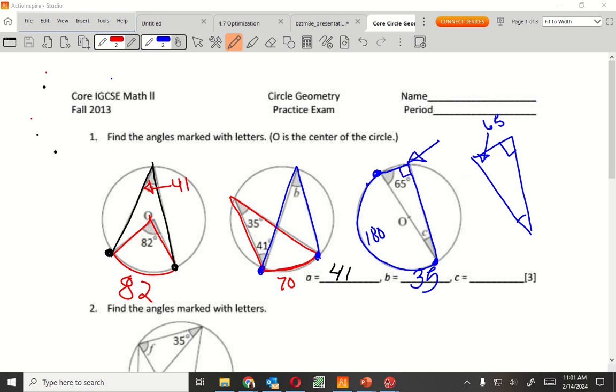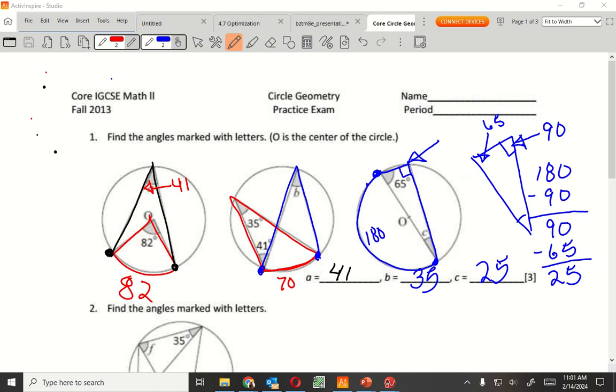Okay, so I have a right angle, which is 90. So this one right here is 90. So I just need to find that missing one right there. So because of that, that's going to be 180 minus 90, which gives me 90, and then minus 65, which is going to give me 25. So my missing angle over here is 25 degrees.